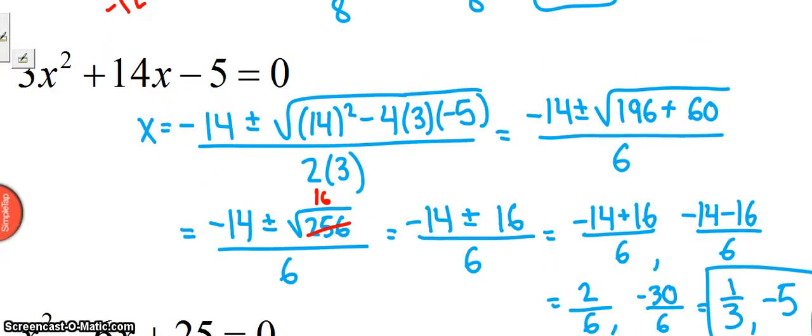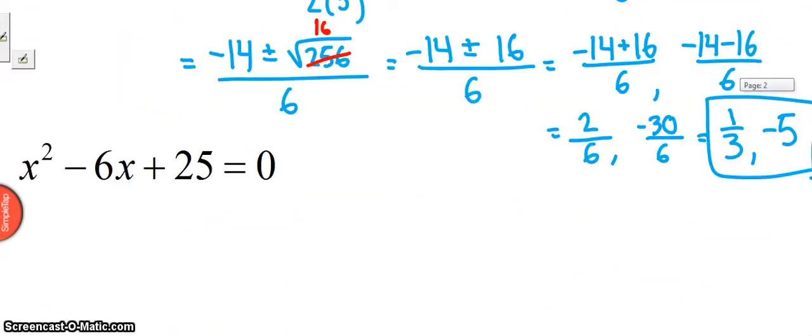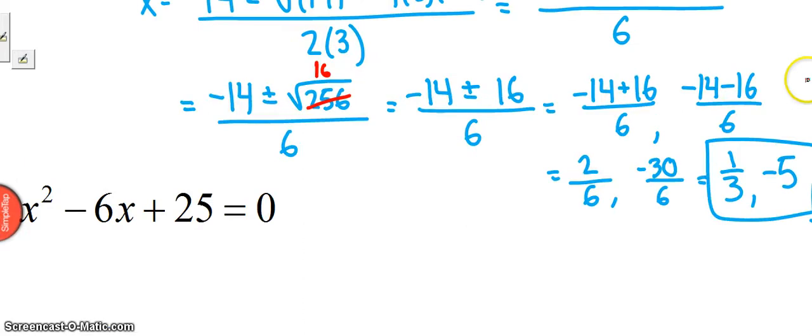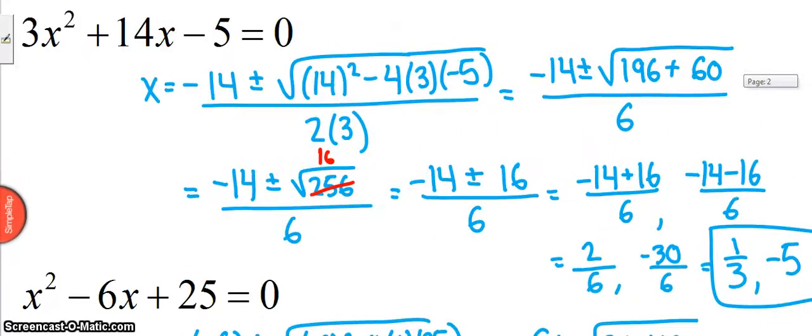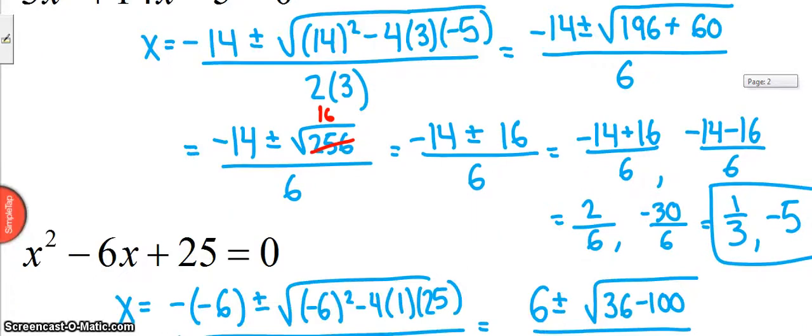Second equation, so you plug in numbers. A is 3, B is 14, C is negative 5. You do your simplifying, you simplify your radical. Notice you get 256 under the square root, and that's a perfect square, so that just breaks down to 16. Then I split my two solutions to have the plus case and the minus case. Simplify those fractions out, and you get that your solutions are 1/3 and negative 5, which means that this particular quadratic is going to have two solutions, two zeros, two x-intercepts, whatever you want to call it.